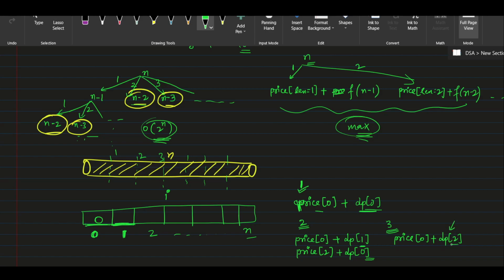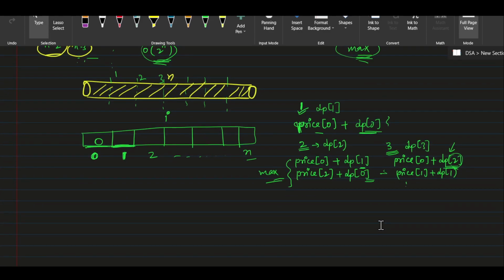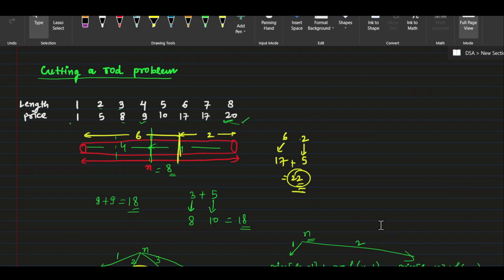Because our dp here is representing the maximum profit if we have the rod of length equal to this index. Okay, similarly price of 1, the dp of 1, and so on. And whatever will be the maximum of this, we will store into the dp of 3 here. Okay, so this will take the order of n square time. So let's write the code for this problem.